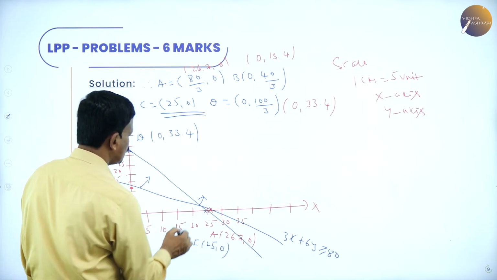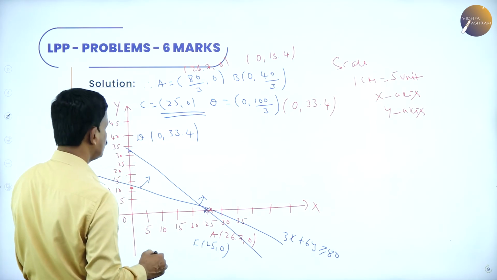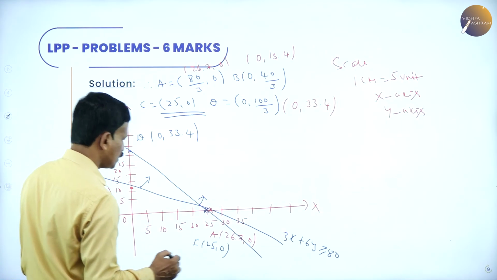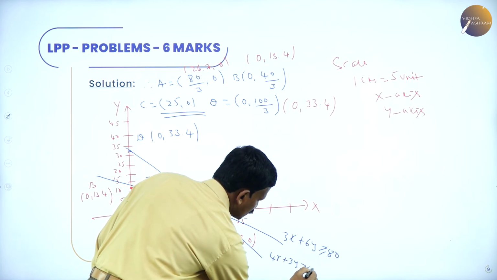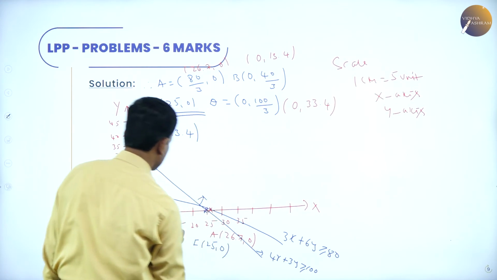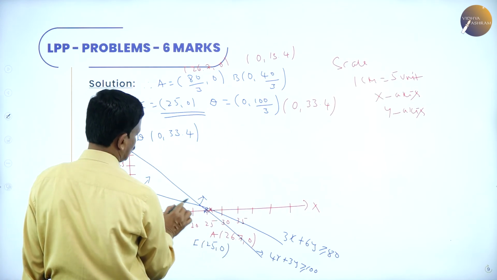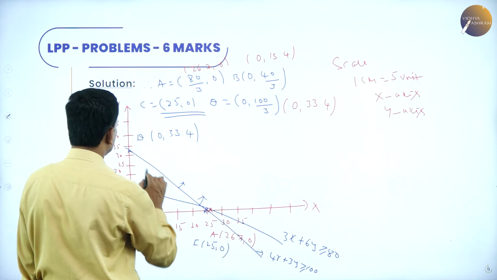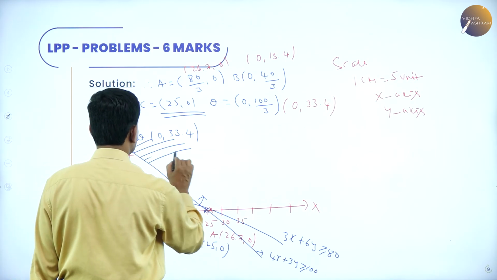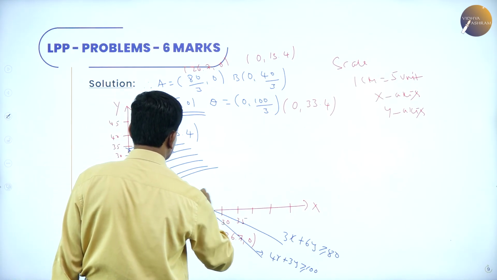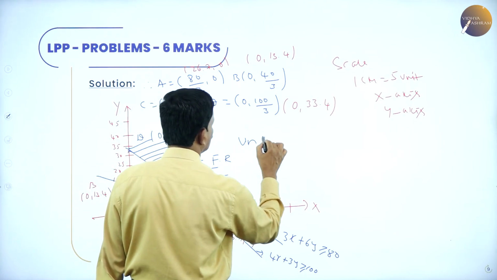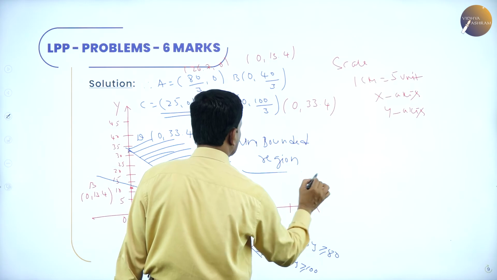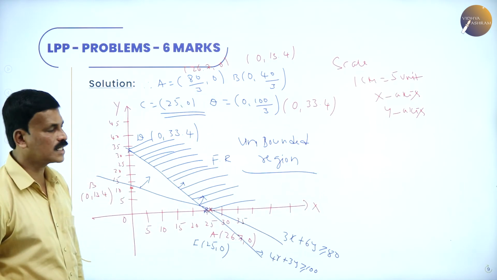What is the equation of this line? It is 4x plus 3y is greater than or equal to 100. So this is again greater than or equal to 100. Therefore, this is the feasible region. That is, this is an unbounded region, so we will get an unbounded feasible region for this.